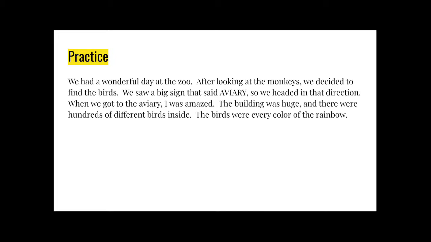Now that we've looked at 3 common examples of context clues that we can use within a passage, let's put this knowledge to practice. We had a wonderful day at the zoo. After looking at the monkeys, we decided to find the birds. We saw a big sign that said aviary, so we headed in that direction. When we got to the aviary, I was amazed. The building was huge and there were hundreds of different birds inside. The birds were every color of the rainbow.